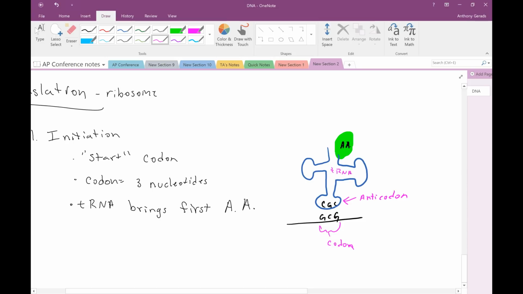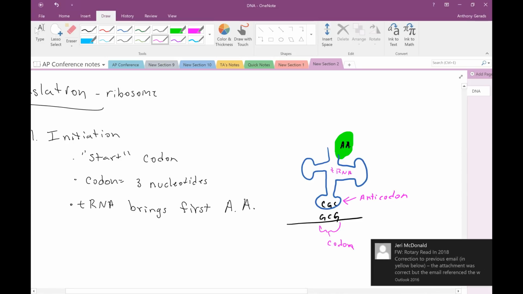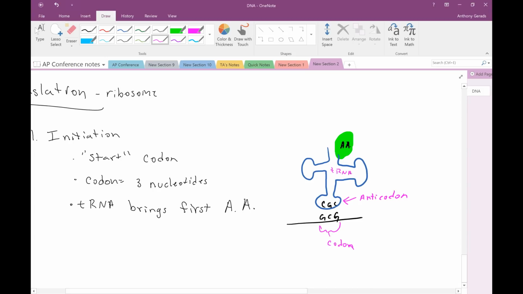So that's how it's going to know which amino acid to bring. It's going to pair up with the mRNA. The mRNA has a codon, the tRNA has an anticodon, and it's very specific, saying, hey, bring this amino acid. Remember, C pairs with G, G pairs with C, A pairs with U. You need to be familiar with how to read your codon chart tomorrow also, that little chart where A tells you it's in this row, C tells you it's in this column.